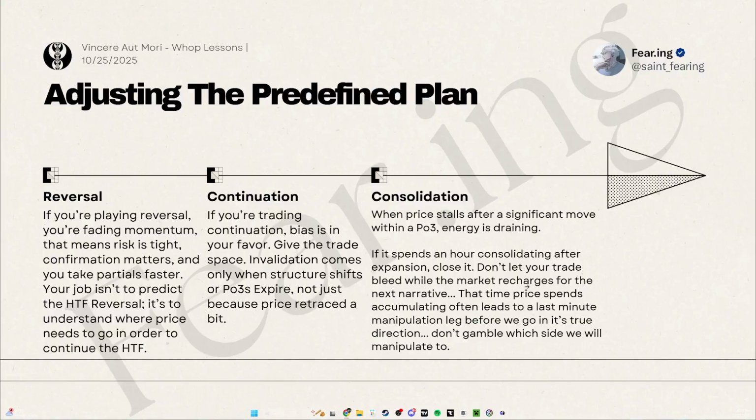Then boom, you have all of a sudden a new setup that you can take, and it's a lot more high probability because we had already left that accumulation and manipulated. So now logically you're then playing the distribution.